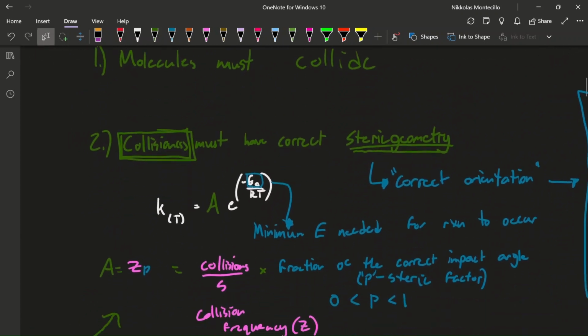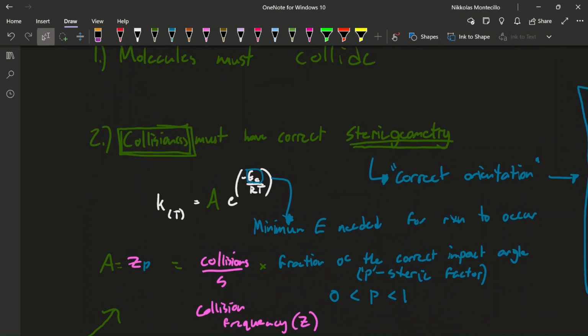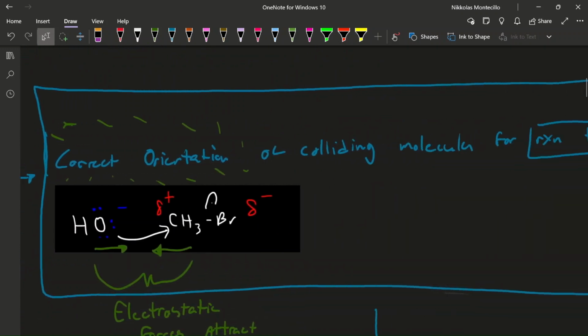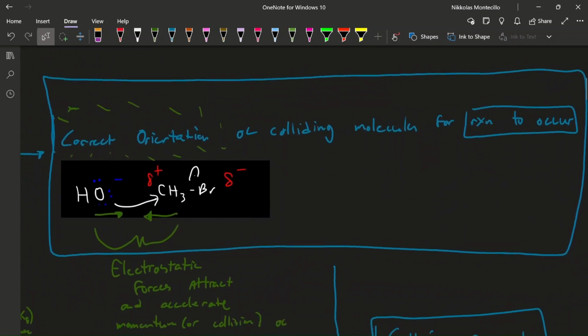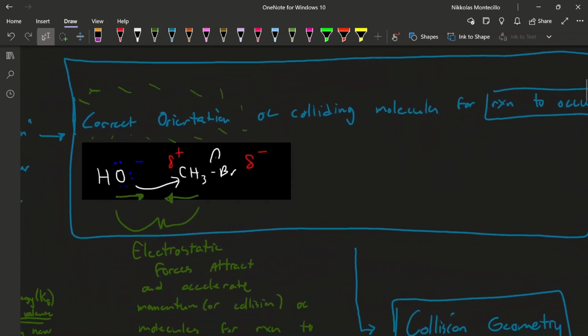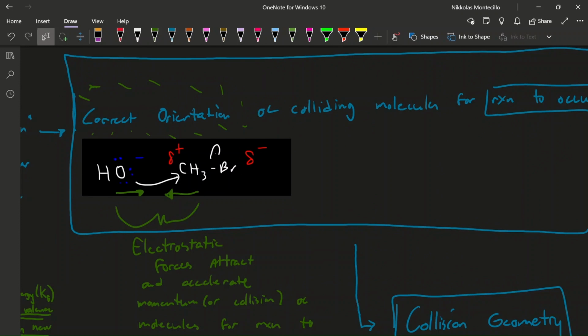The second is that collisions must have the correct steric geometry, or the collisions must be such that the molecules will collide in the correct orientation. So when I say correct orientation of colliding molecules for a reaction to occur, I'm essentially referring to the way the molecules are positioned so that they can interact effectively upon collision.